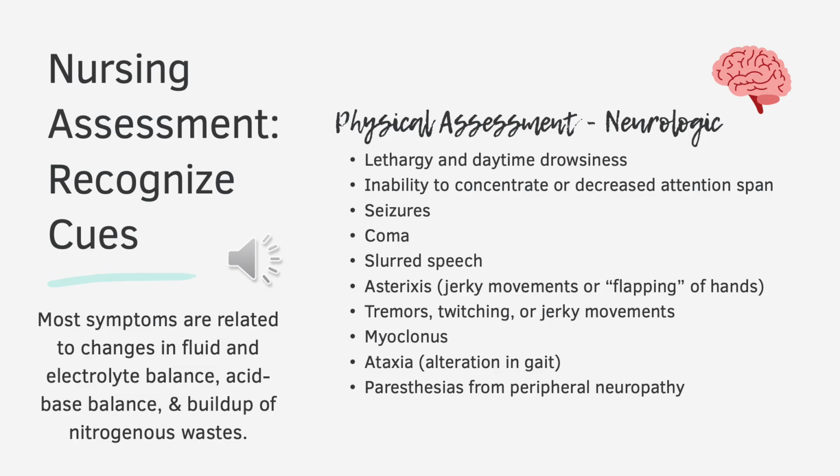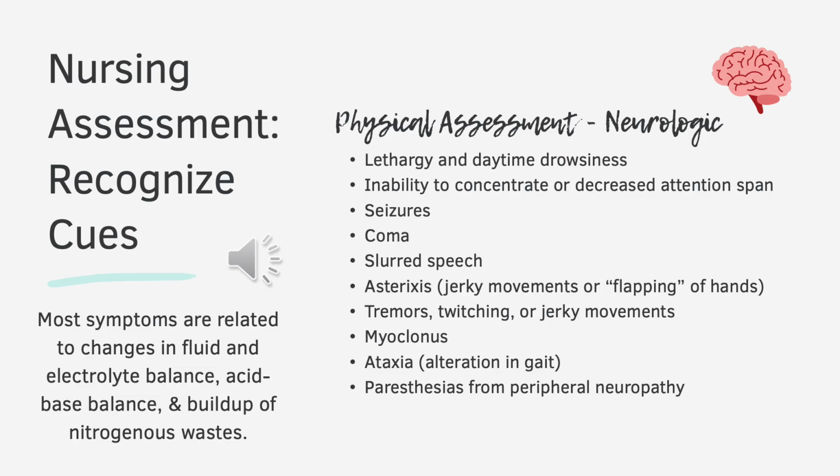We also need to look at motor and sensory changes, so looking for things like slurred speech or difficulty coordinating movements, all of which can suggest advanced neurologic impairment. We want to assess for asterixis, which presents as a jerky or flapping of the hand movements. This is a very classic sign of uremia. Other motor abnormalities include things like tremors, twitching, or jerky movements such as myoclonus, which can often result from electrolyte imbalances. And patients can also develop ataxia or alterations in their gait, which can make mobility challenging.